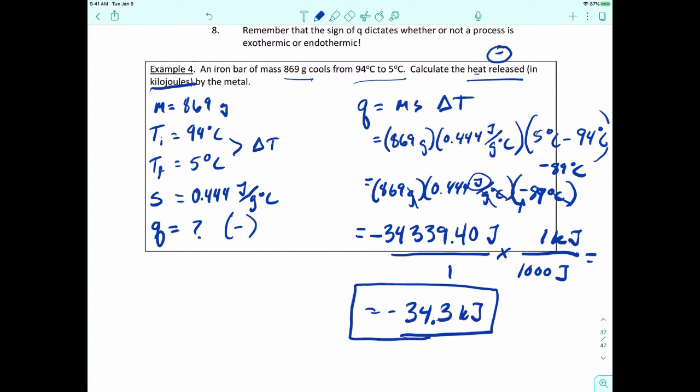Okay, so in the next video, what we're going to do is take a look at how we use the heat capacity and the specific heat and try to see the different types of calorimeters that we can use to solve for heat changes.